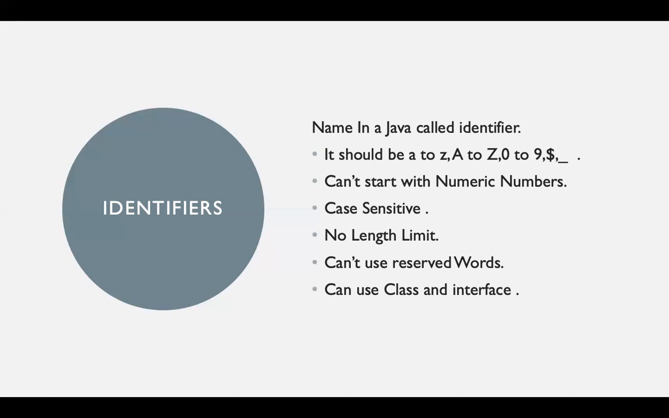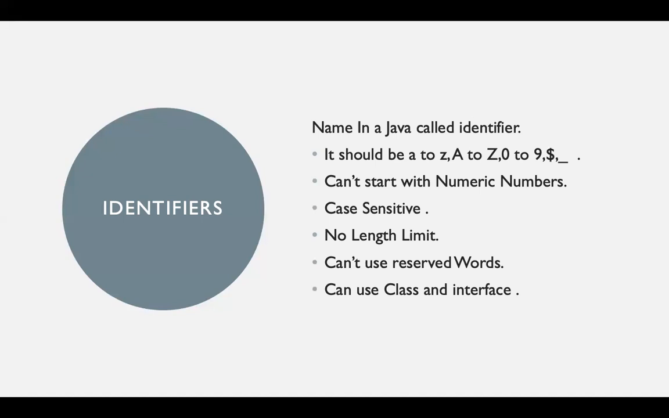And the next point is you cannot use any of the reserved words. As I told you, in Java we have 53 reserved words. Out of that 53, a couple of them are unused and 8 are the primitive data types. Apart from that, we have only 43, so mostly we will use 43. Whatever reserved words there are, you cannot use as an identifier. And you can use any class and interface names as an identifier. So this is basically about identifiers.